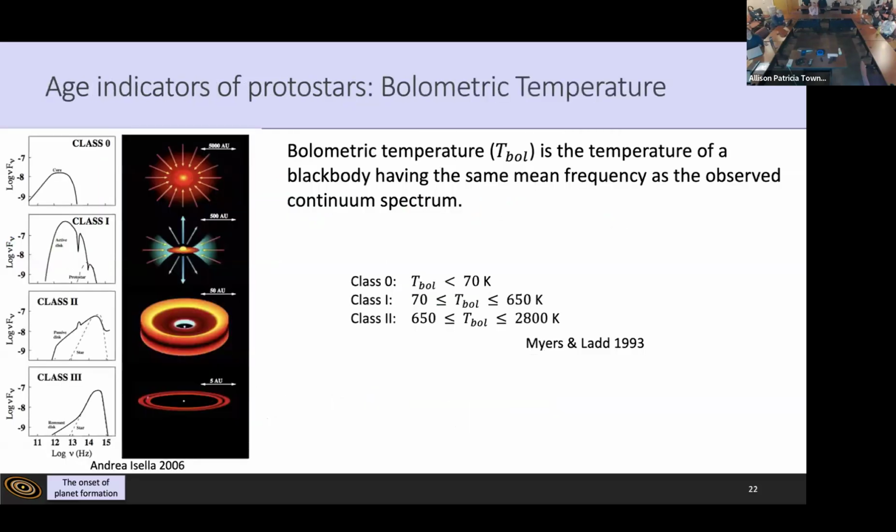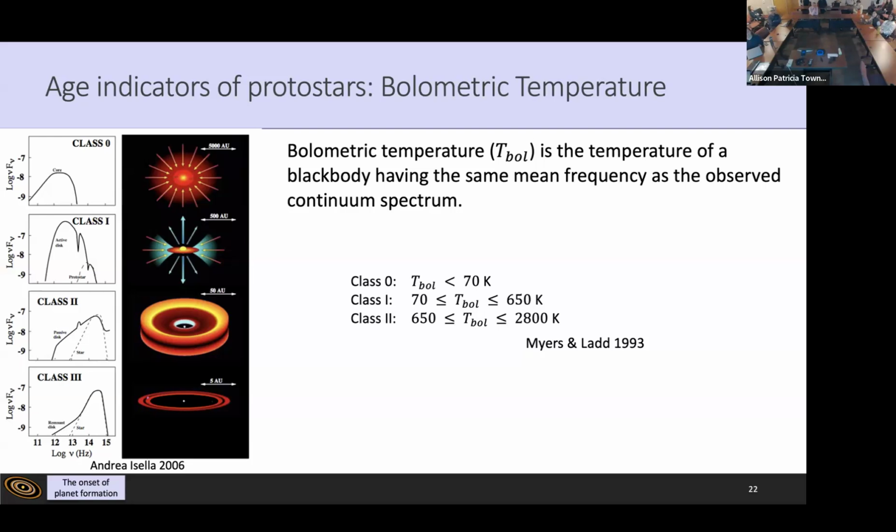So to quantify the change in SED, people came up with an idea called bolometric temperature. This was proposed by Myers and Ladd in 1993. The bolometric temperature is the temperature of a black body having the same mean frequency as the observed continuum spectrum. So imagine you have an SED, and then you imagine fitting some kind of black body curve to get a temperature for that SED. This is just an idea to quantify it and make it into one number.